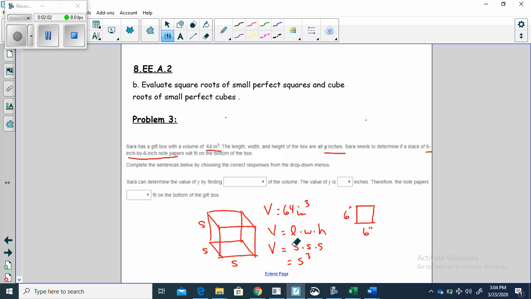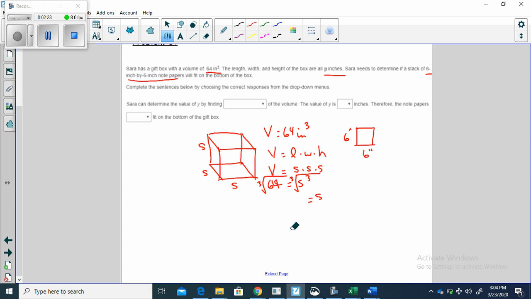It tells us that our volume, and we're going to plug it in, is 64. So we need to find the length of one of these sides. I need to find the cube root to get this down to just the side length. Let's take the cube root of 64. And when I do that, my side length is going to be 4.